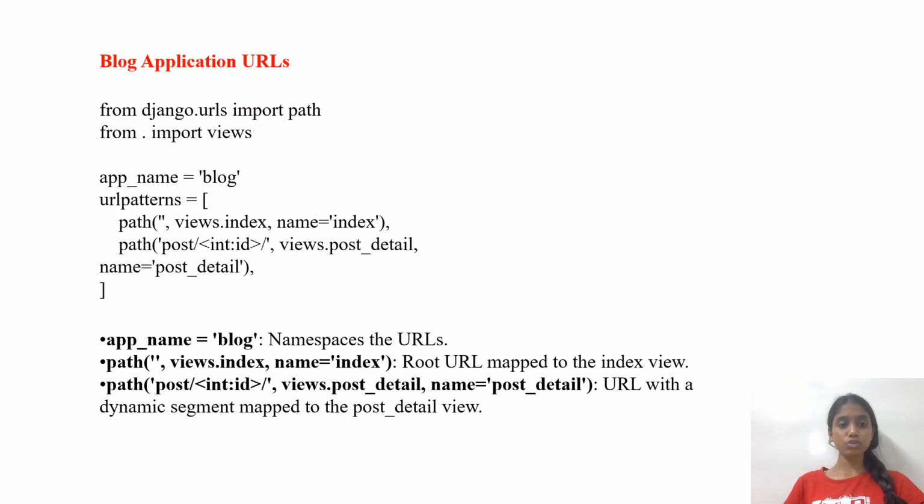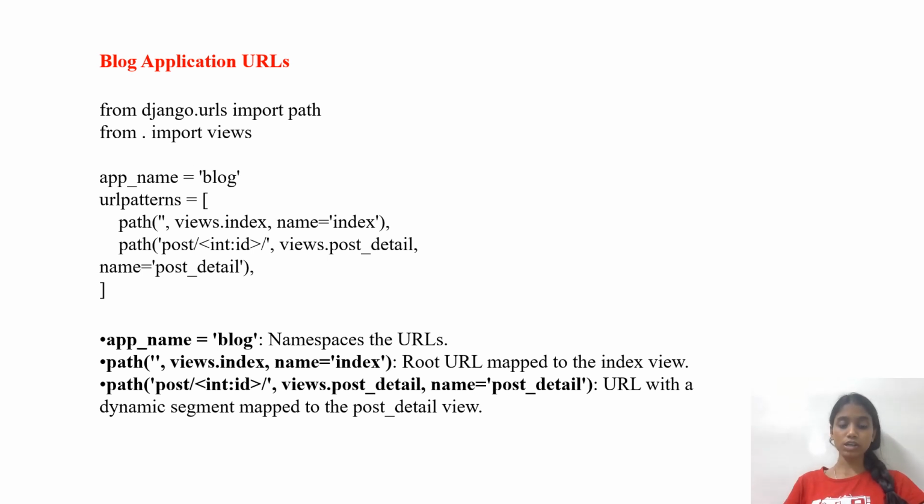In the blog application's urls.py, from the Django urls module, we import the path function, and from the current directory we import the views. The app name is blog, and we include the URL patterns. From the views we import the index function, naming it index, and then the post detail function, with an integer id for that. Whenever the URL dispatcher encounters this id, it renders the page to the user.